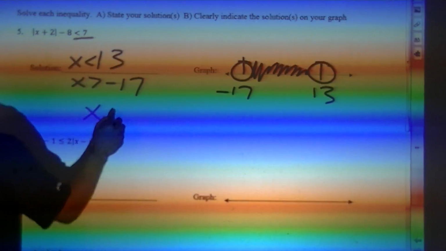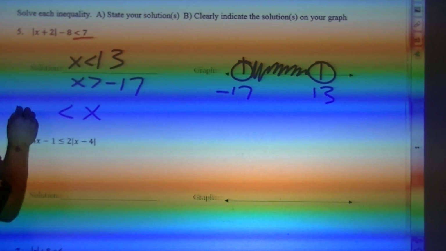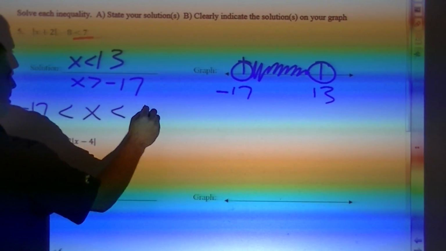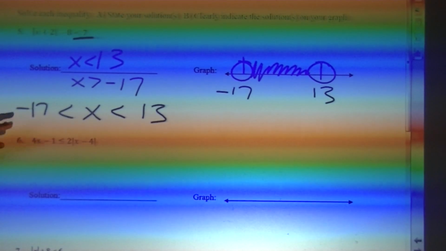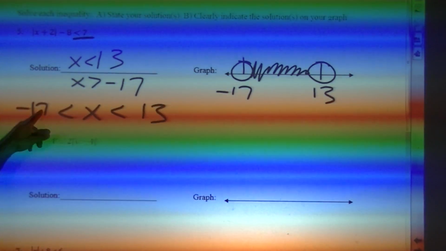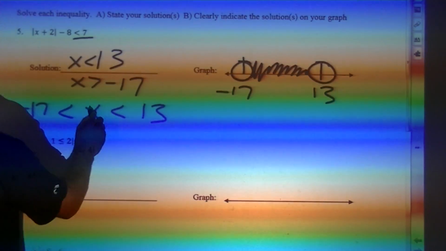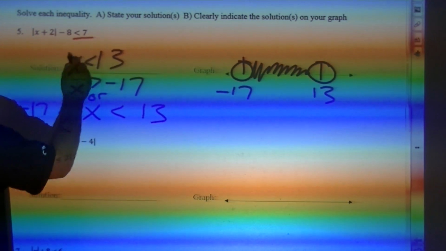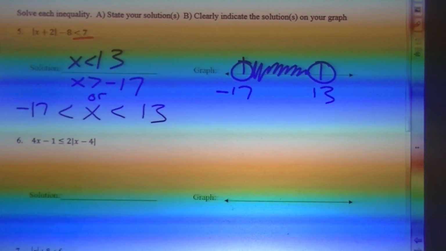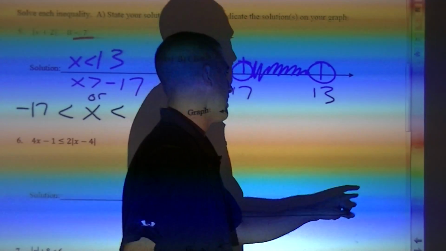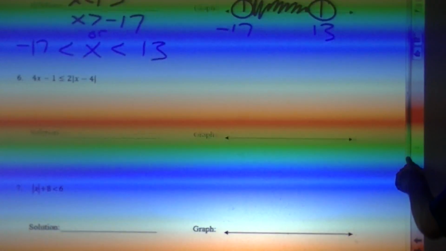The other way you could do it, okay, is you could do it like this, where it's written in between. So it's less than 13 and greater than -17. You could do either way, all right? Either answer is acceptable for your solution. All right, moving on to the next one.